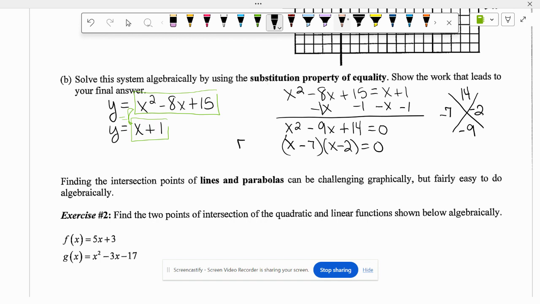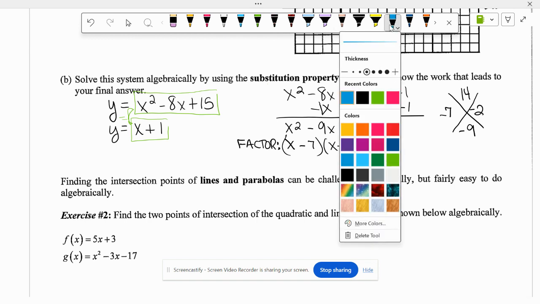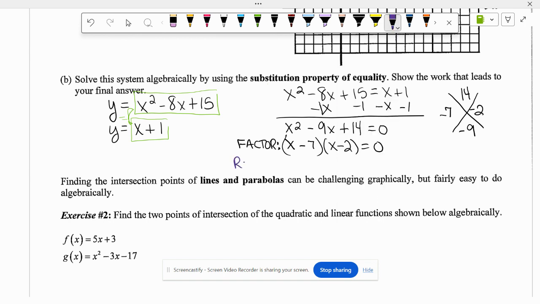These are the factors. And what do you know about factors and their roots, or their solutions? They have the opposite sign. So if I have the factor x minus 7, my root is x equals positive 7. If I have the factor x minus 2, then the root is x equals positive 2.